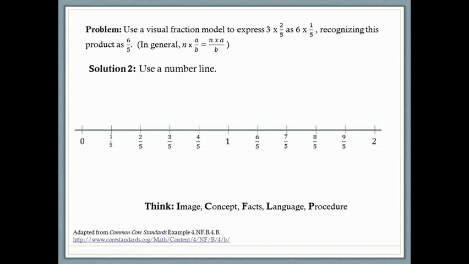Okay, let's look at that problem again, this time from the point of view of using a number line. Again, the problem, we're trying to multiply 3 times 2/5 and recognize it as 6 times 1/5 or 6/5. The number line, we begin by drawing it and conveniently break it into sections of 1/5, fifths, which are evenly spaced 5 to a whole unit.